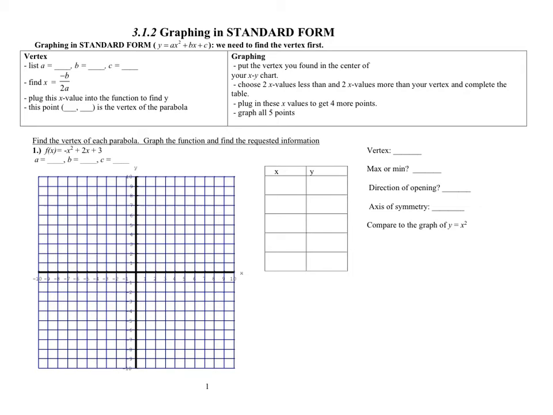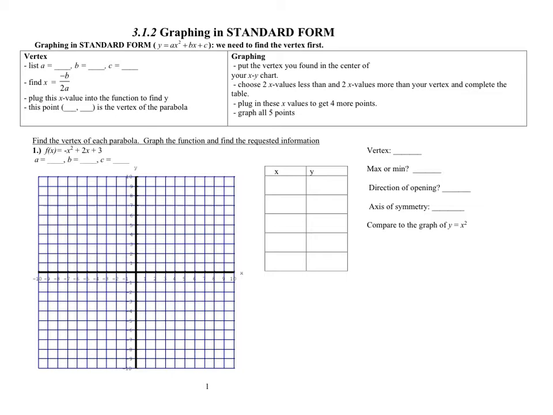In this video, we are going to be looking at how to graph a quadratic function given in standard form. And what does this mean? Standard form is when it's given as y is equal to ax squared plus bx plus c. So what are the steps? Step 1 is to find the vertex.